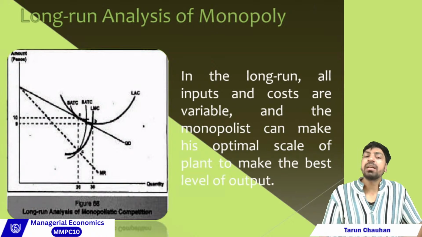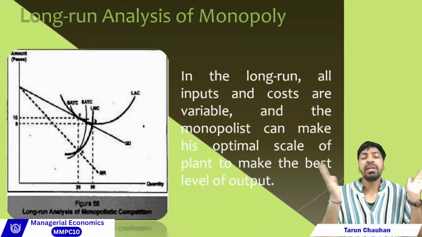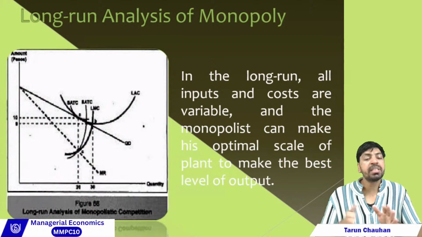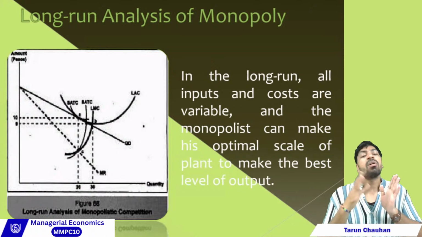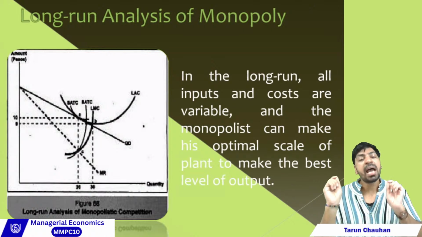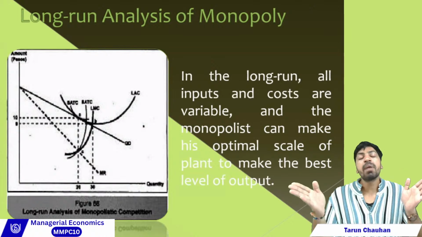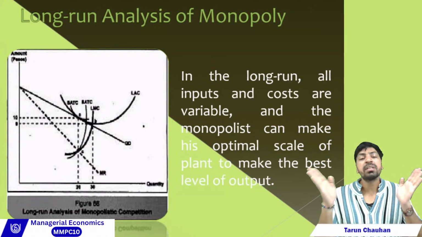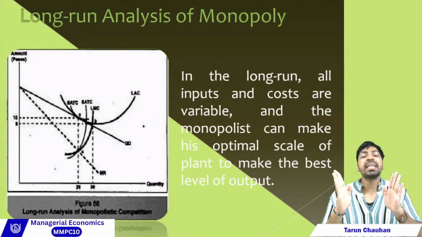You just make a short-run average total cost curve. That is the equilibrium point, equilibrium price, and equilibrium quantity. In the long run analysis, quantity would get decreased at that point where both the long run marginal cost curve and the average cost curve intersect each other.